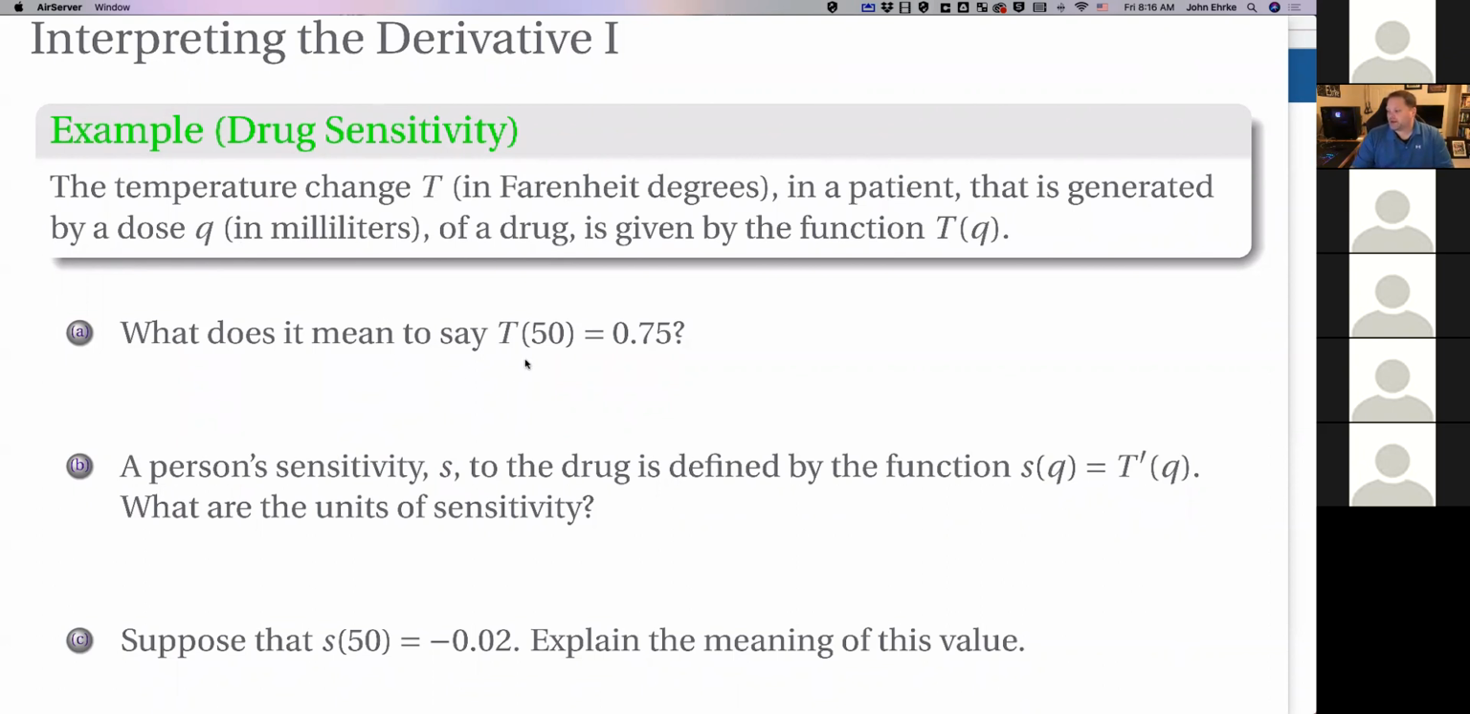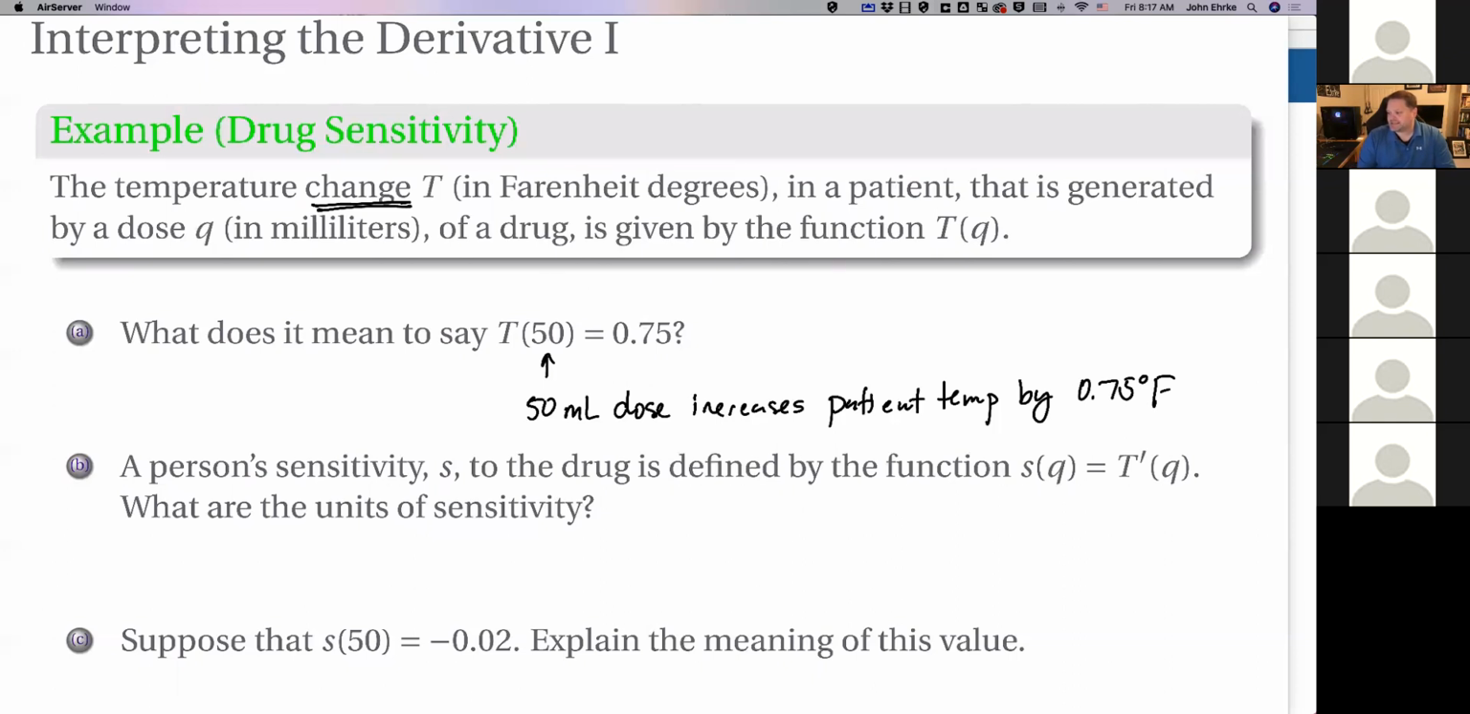So what is meant by T of 50 equal to 0.75? Well, T of 50 equal to 0.75 means what? Remember, it's temperature change. It means that a 50 milliliter dose increases patient temp by 0.75 degrees Fahrenheit. Okay, that's what this is telling me.